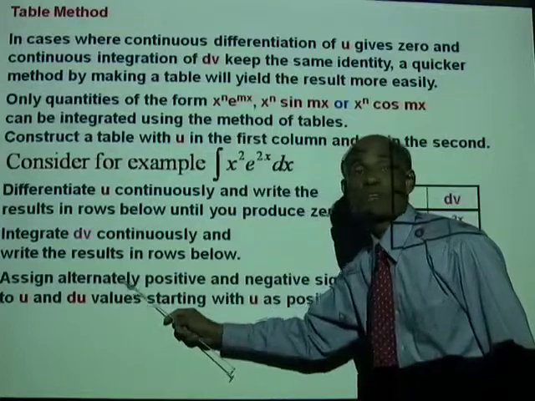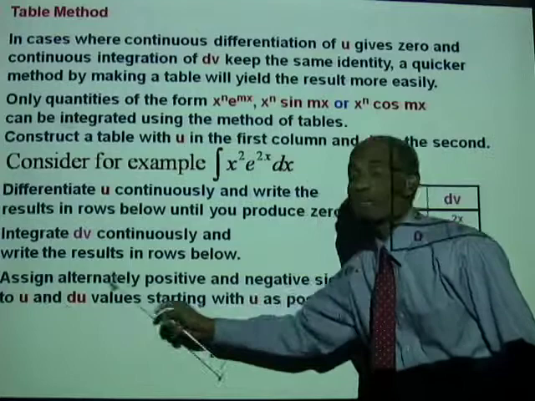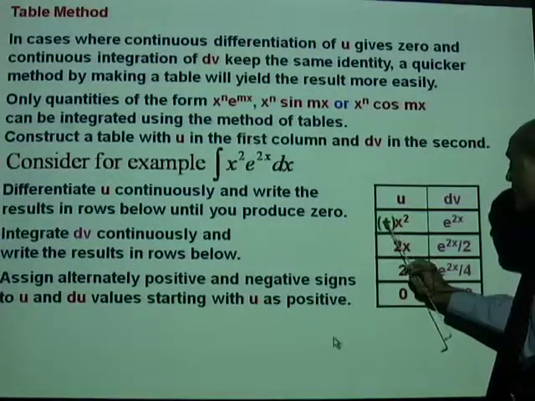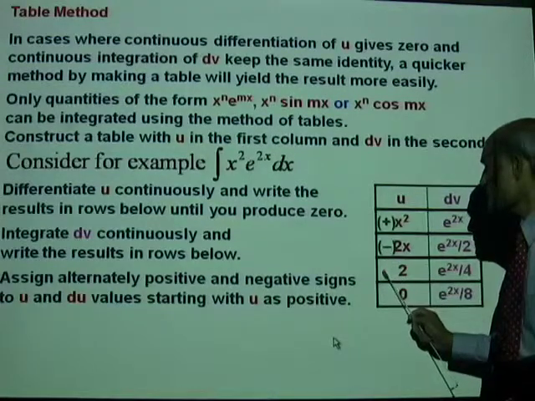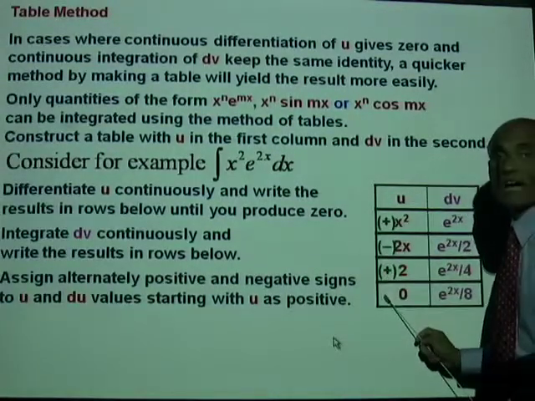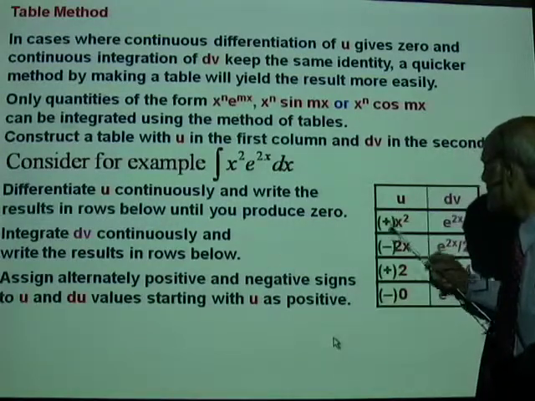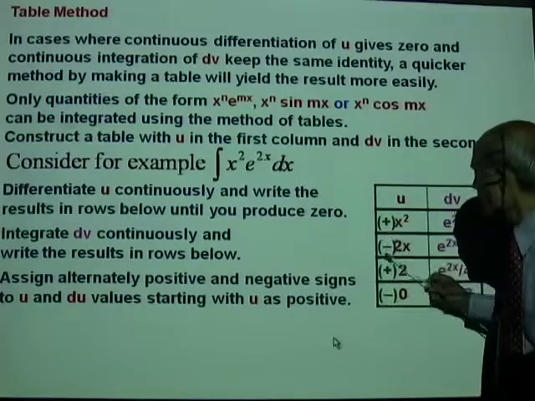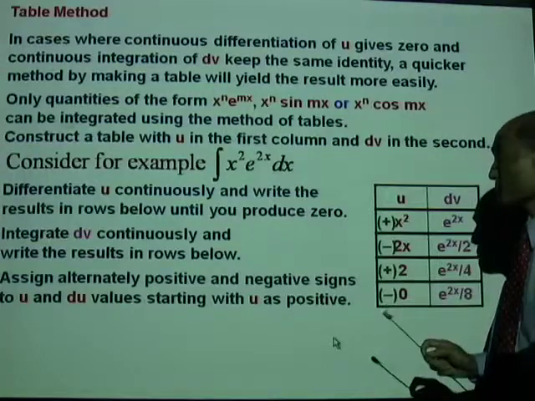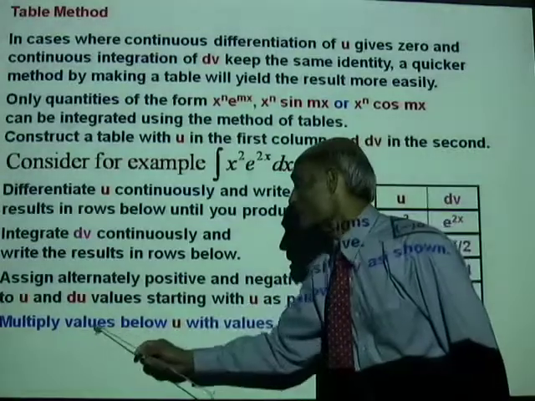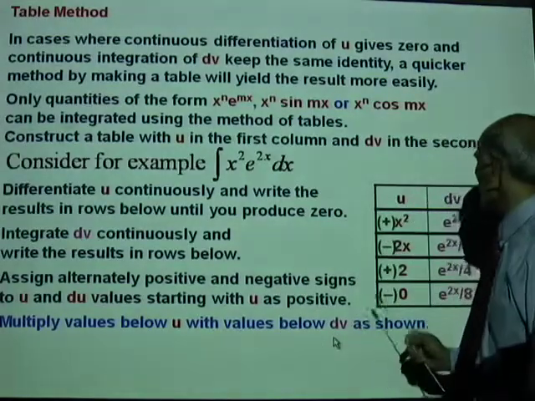Assign alternately positive and negative signs to u and du. So, if the u is positive, then the next du will be negative, the next will be positive, and the next will be negative. Assign positive and negative signs to u and du values, and that's what I have done here. Then multiply values below u with the values below dv.